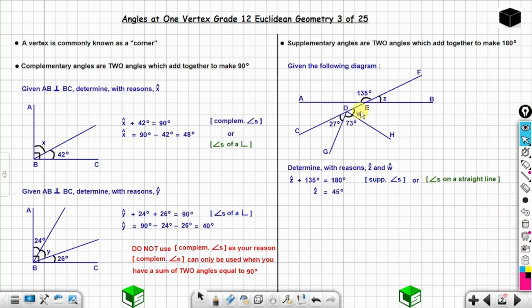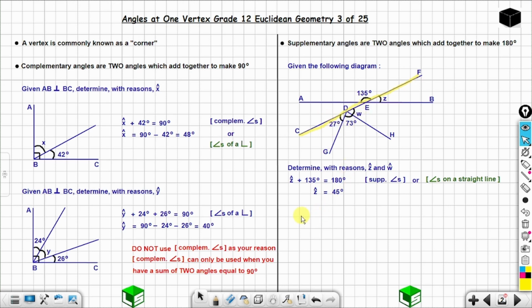Can you see the angle W? I can use the line CF, this line. Let me show you. I can use this line CF to determine the angle W. Can you see? I've got this, and this on this straight line.